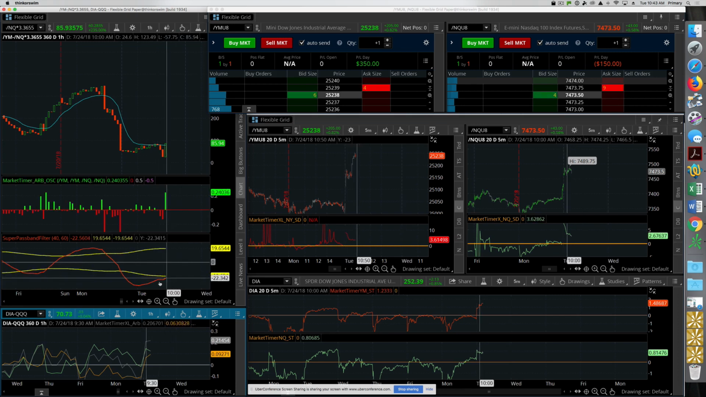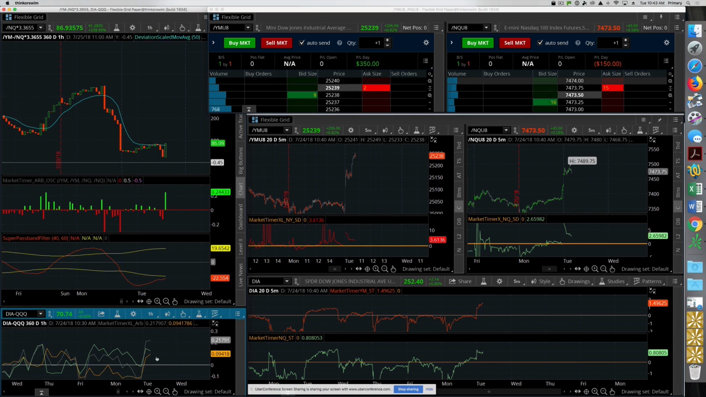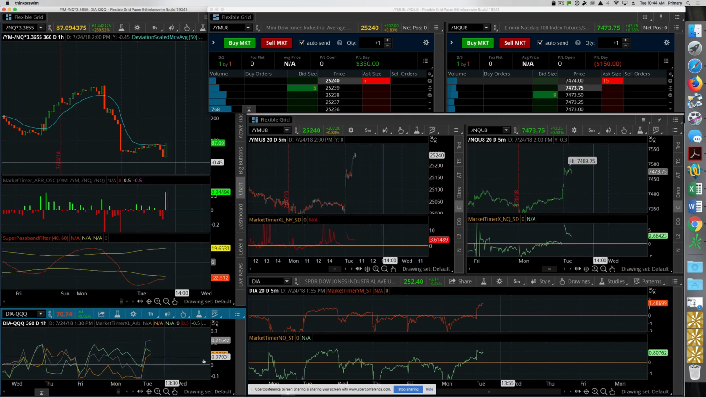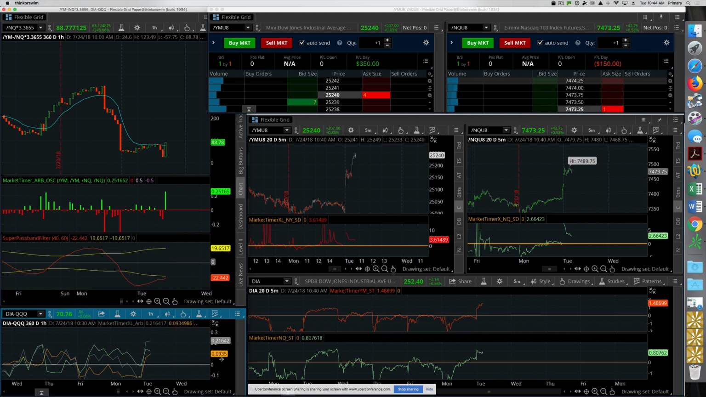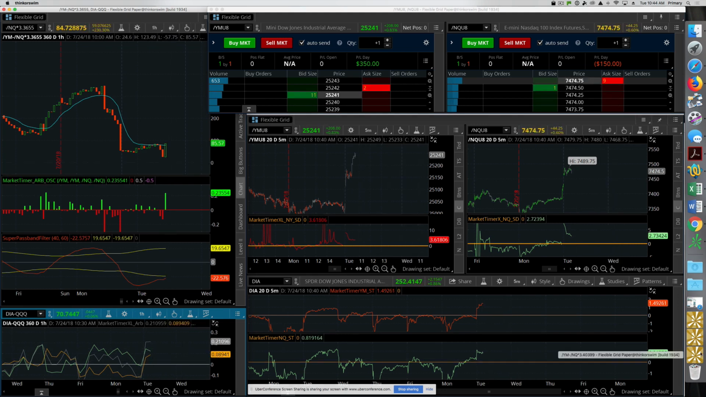And we're getting a nice upturn here in the super pass band filter. The arbitrage script, though, one is pointing down, two are kind of pointing up, so not quite sure. If all three of those point up again, I might take another long position.